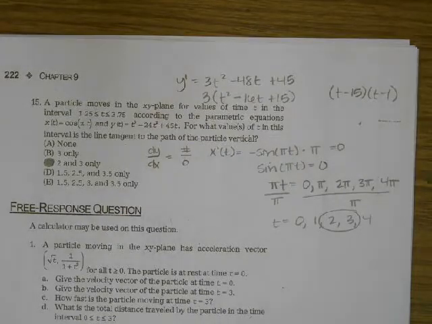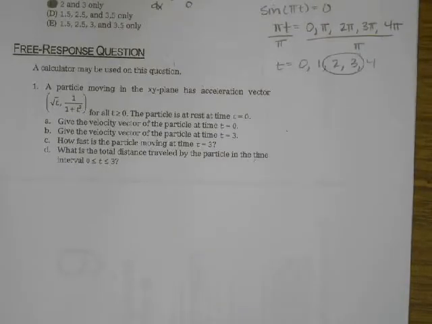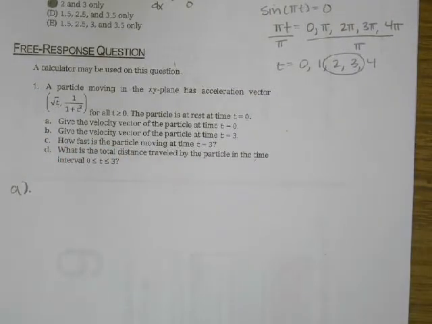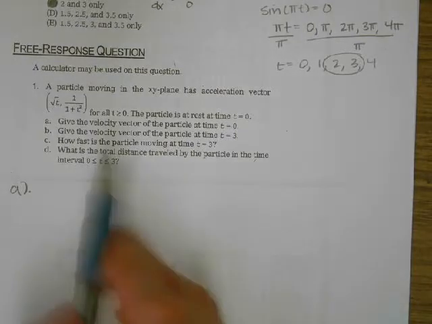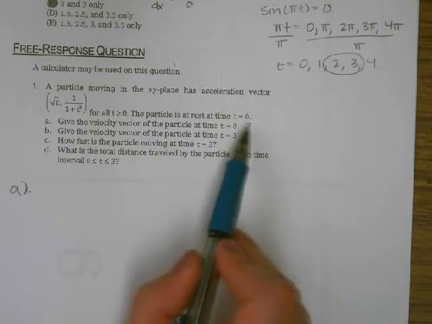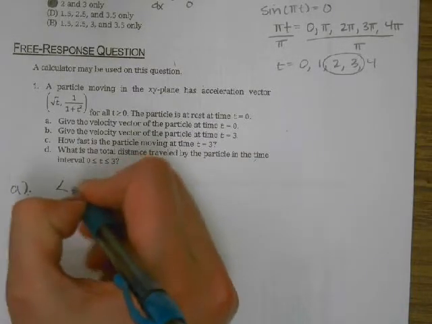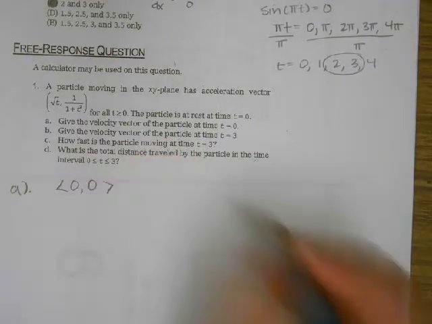All right, so moving on to the free response. So we have a particle moving, and they gave us the acceleration vector. For part A, they want the velocity vector of the particle when the time is 0, and they did specify that at t equals 0, the particle is at rest. So the velocity vector, since the particle is at rest, is going to be 0, 0.